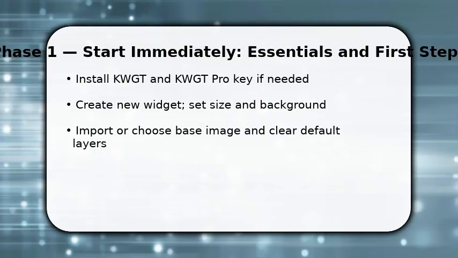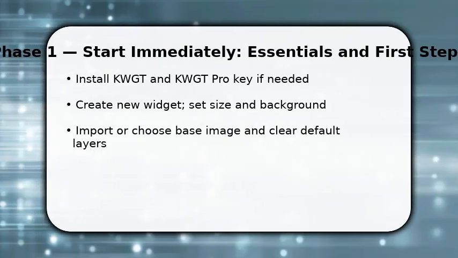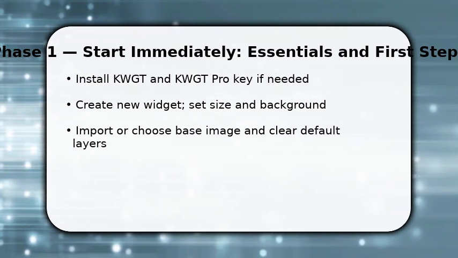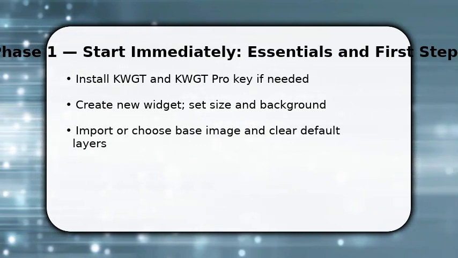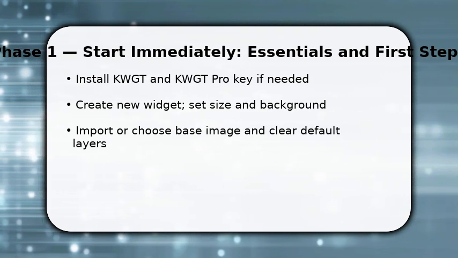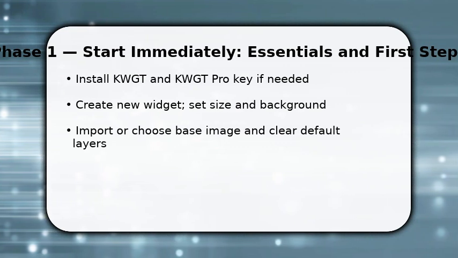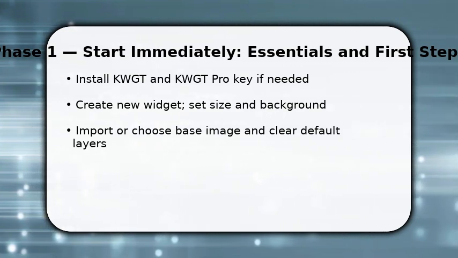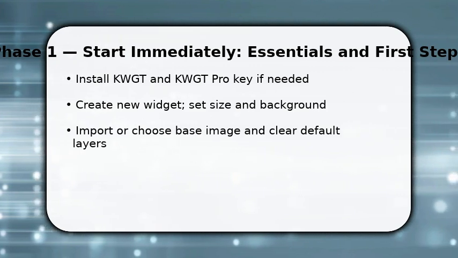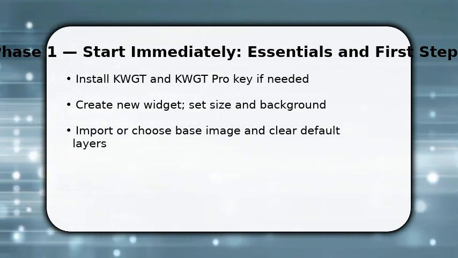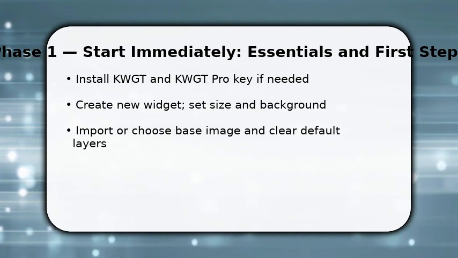Enjoy the video. You begin by opening Kwgt and creating a new widget. This gets the canvas ready. Next, add a base layer, image or rectangle, so you have a stable visual foundation. Once done, remove default elements you won't use, because clutter slows iteration. Make sure to set the exact widget size to match your launcher grid. This prevents scaling issues later.